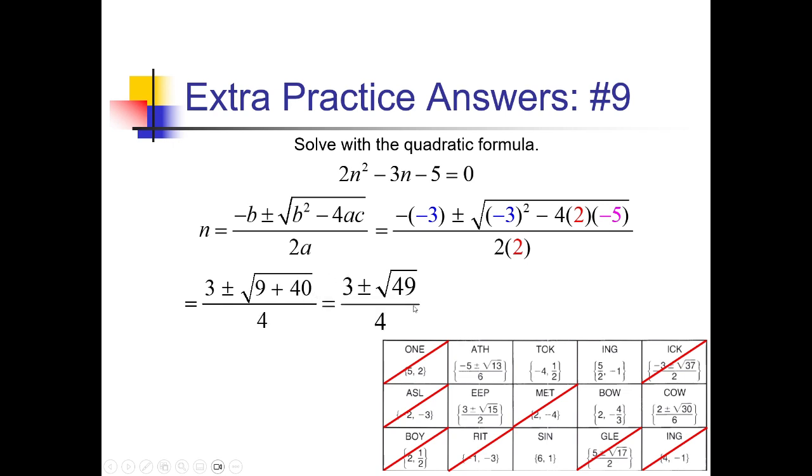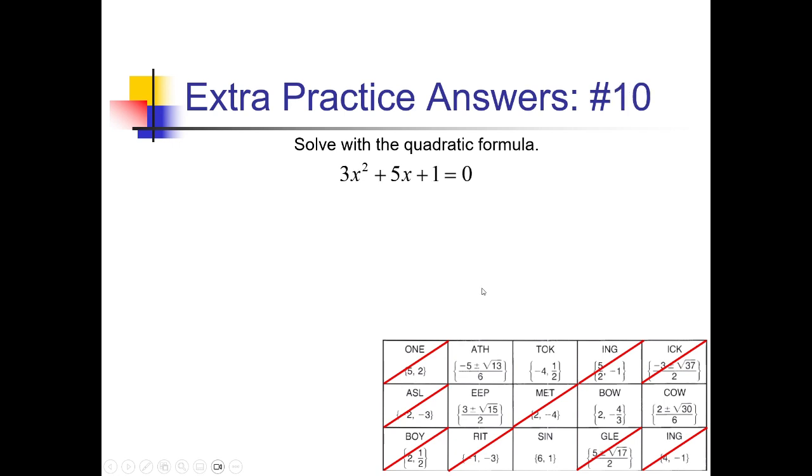9 plus 40 is 49, no mystery there. 49 square root is 7, so that's working out good. And then 3 plus 7 is 10. 10 over 4 can be reduced, if we reduce by 2's, to 5 over 2. So there's one answer. 3 minus 7 is negative 4. Negative 4 over 4 is going to give us negative 1. So we have 5 over 2, we have negative 1, and it looks like the ing right there is also getting crossed off. So that's 2 ings that are gone. They just don't like ing.